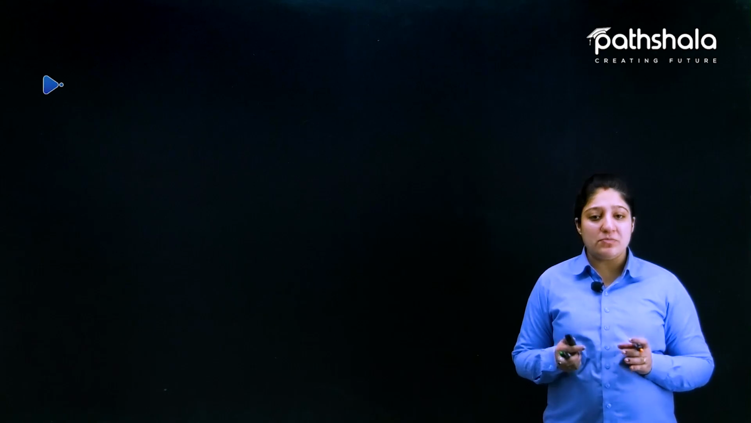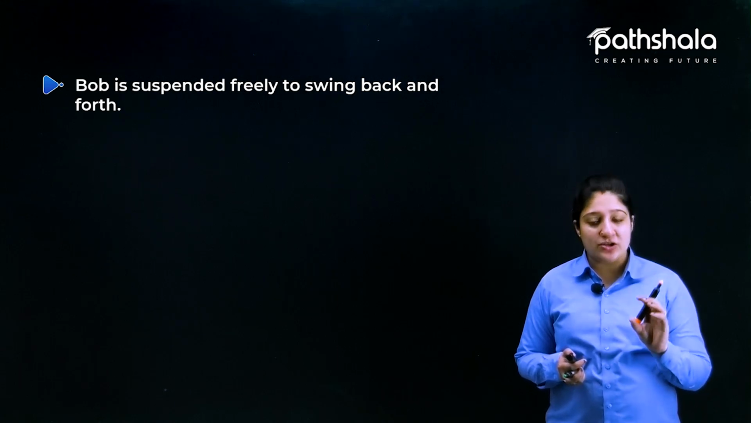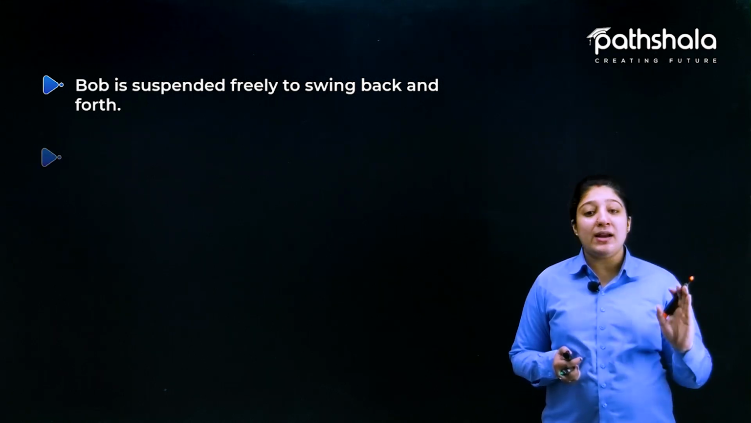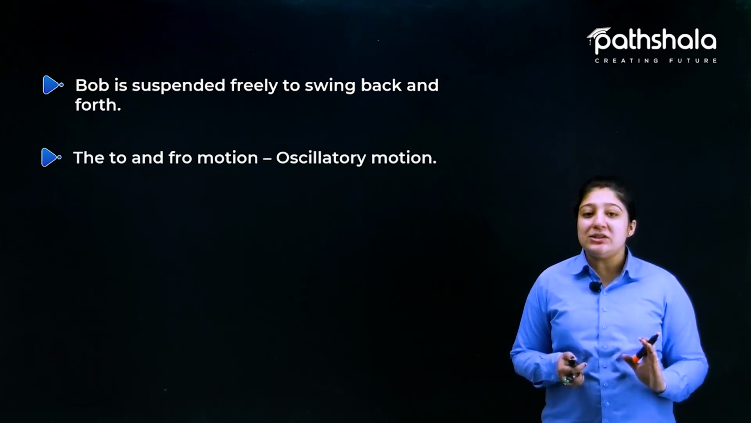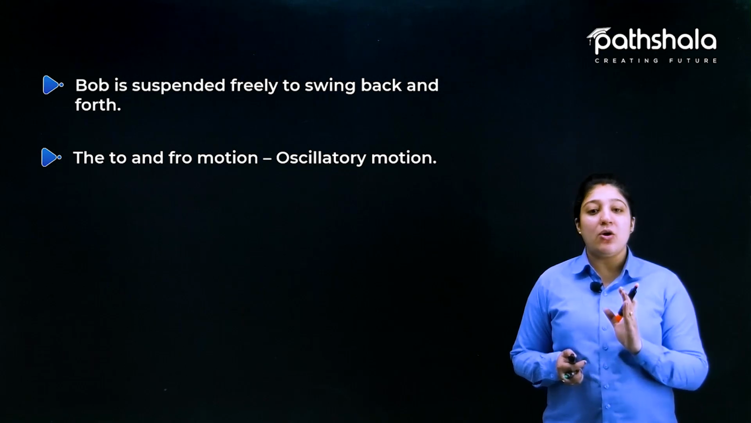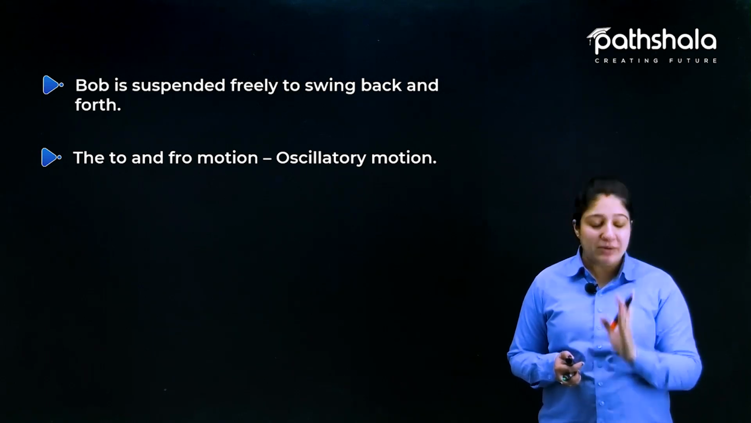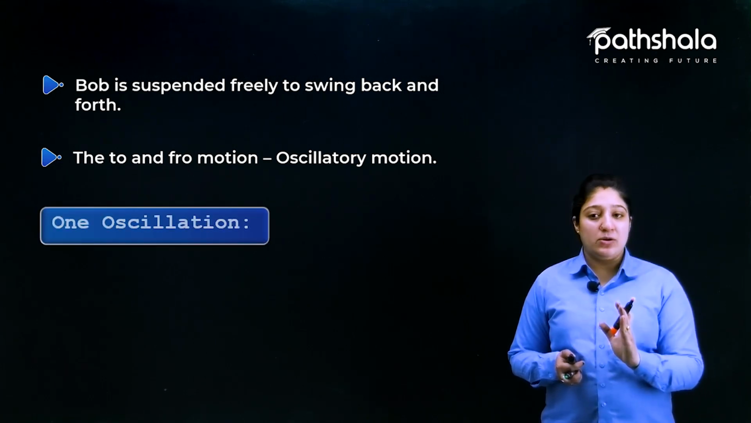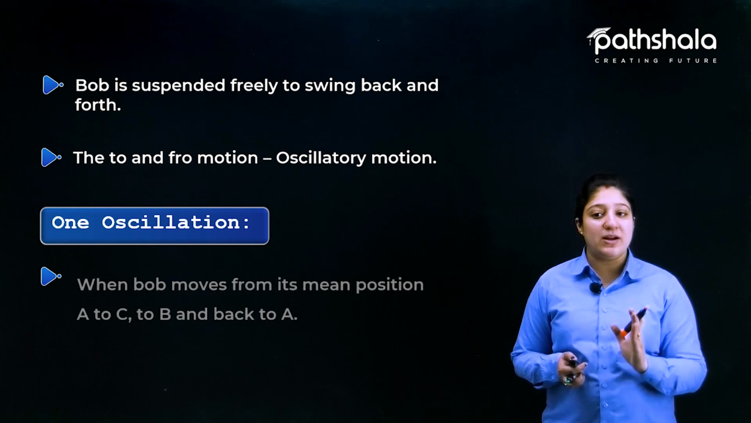Now in the pendulum, the most important thing is the bob, which is present at the bottom, a ball-like structure. It is suspended freely so that it can move back and forth easily. When it is doing this to and fro motion, it is known as oscillatory motion. You have studied this in your last class also. When an object moves from its mean position to its extreme positions and again comes back to its mean position, it is known as oscillatory motion. One round from mean to extreme and then again to mean and coming back to its original position is known as one oscillation.